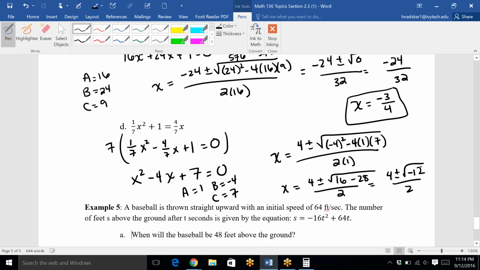Now in the next section we'll be able to finish this problem, but since we're in section 2.3, you're not allowed to have a negative under a radical yet. So this is what we consider not a real solution, or no real solution. Sometimes they'll write it that way. So even though this is going to be solvable to finish in the next section, we can't do it yet. So once you've learned complex numbers, you'll be able to finish those out.